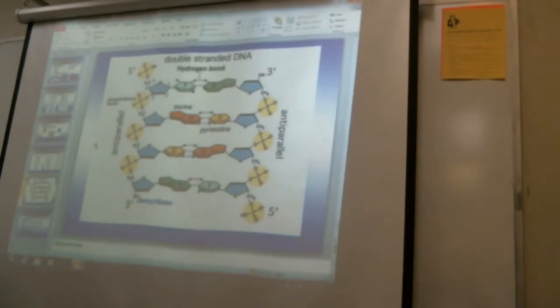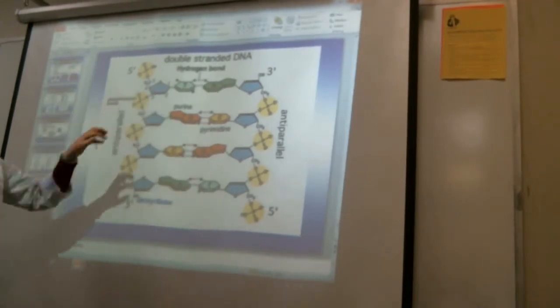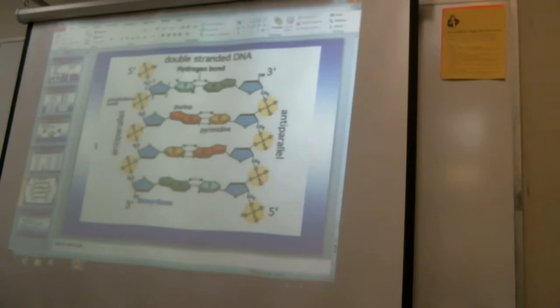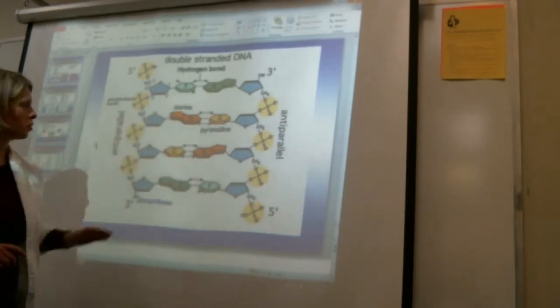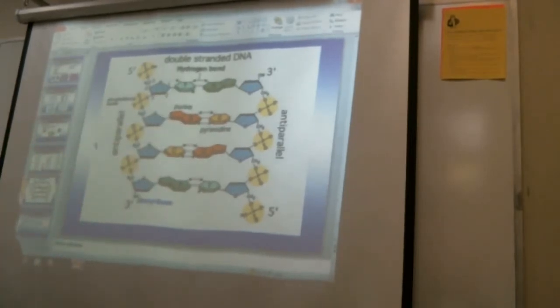But I like this one because they actually labeled it up here at the top. You'll never have to draw this or label it. I just want you to know what that anti-parallel means. And those numbers 3 and 5, that's representing carbon position on the pentose sugar. And bonds form between the phosphates and sugars there. I'm not as concerned about where it's bonding to the bases for that anti-parallel term.